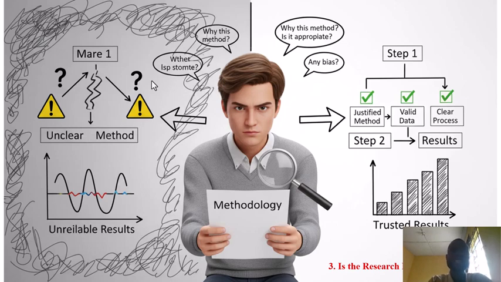A research idea might sound exciting, but if the method is weak, the result cannot be trusted. So here you need to slow down and examine how the research was carried out. Try to understand, why did the authors choose this method? Is the approach appropriate for the research question? Are there possible sources of errors or bias? Good research explains not just what was done, but why it was done that way. If the method feels unclear, poorly justified, or incomplete, then the entire paper becomes questionable.